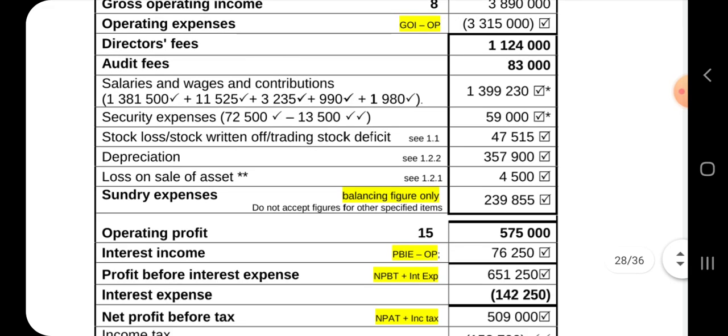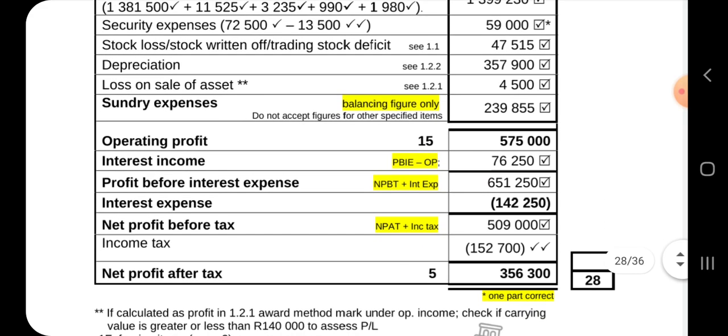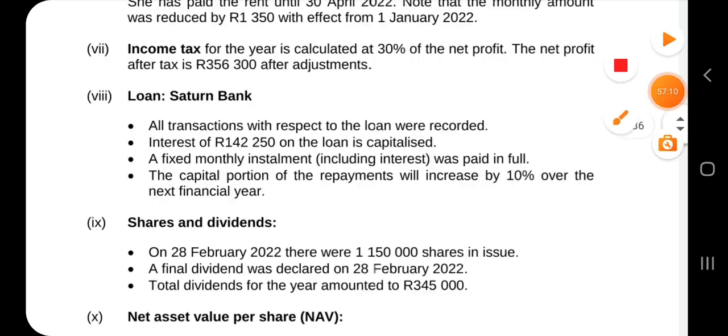And so you also do the operating profit, interest income. Let's look at interest income. We have looked at the rest, net profit before tax, income tax. So we'll just look at interest income here. But let's take care of this loan before I forget it.